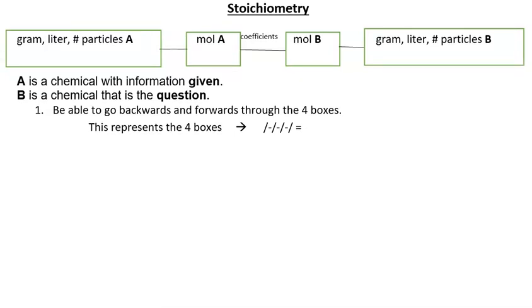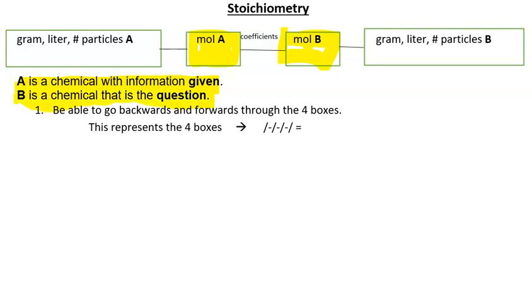First, we need to be able to just do the mechanics of stoichiometry, which I call going through the 4 boxes. So here's 4 boxes. The actual stoichiometry is really from here to here, just moles of A to moles of B. A is going to be what you know. It can be a reactant or a product. It's the amount of a reactant, or the amount of product. And B is what you're looking for.